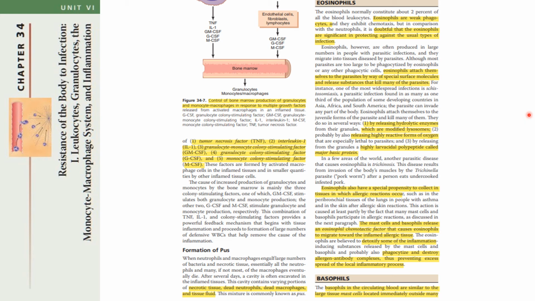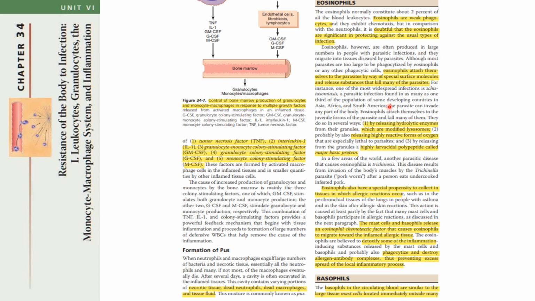Formation of pus. When neutrophils and macrophages engulf large numbers of bacteria or necrotic tissue, eventually all the neutrophils and many, if not most, of the macrophages will die. After several days, a cavity is often excavated in the inflamed tissue. This cavity will contain varying proteins of necrotic tissue, dead neutrophils, dead macrophages, and tissue fluid.